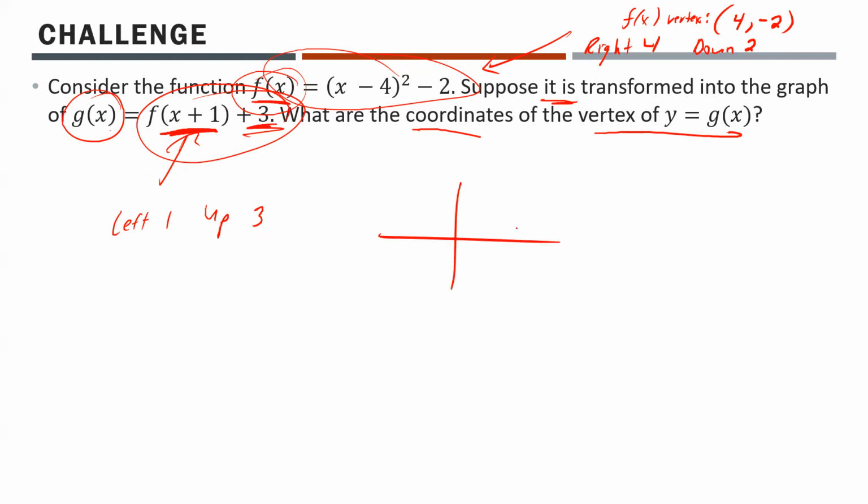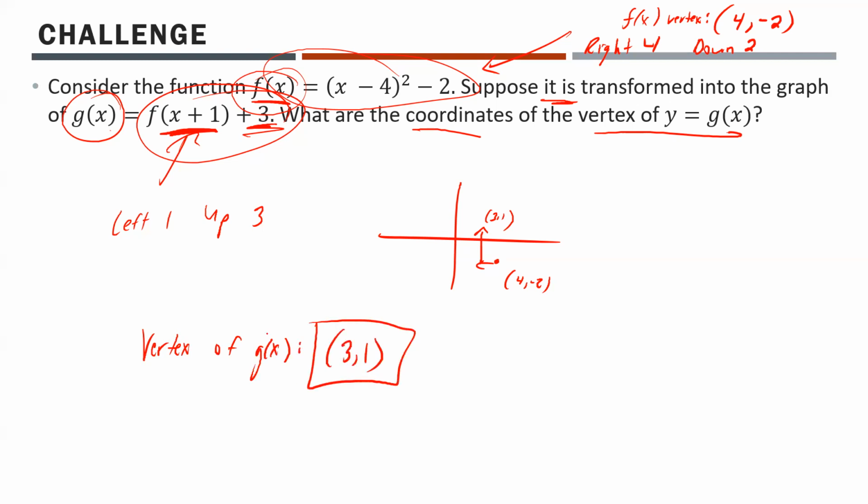Now, if we took the coordinate (4, -2), maybe it helps to draw a picture. If we took the coordinate (4, -2), and we moved it left 1 and up 3, think about where it ends up. Well, if we moved it left 1, that moves x down to 3. And if we move this up 3, that moves it up to 1. So it would be the coordinate (3, 1). And I would say that is accurate. So the vertex of g of x, that would be the coordinate (3, 1).